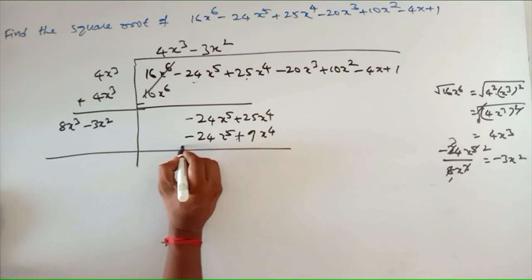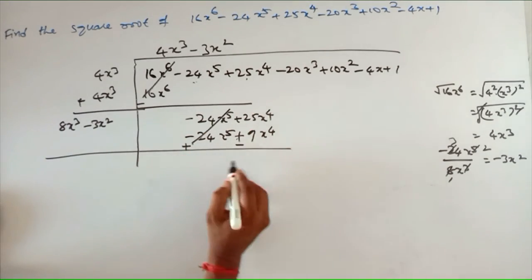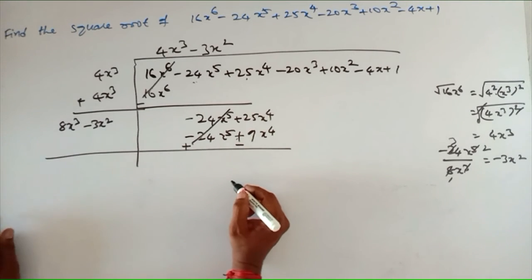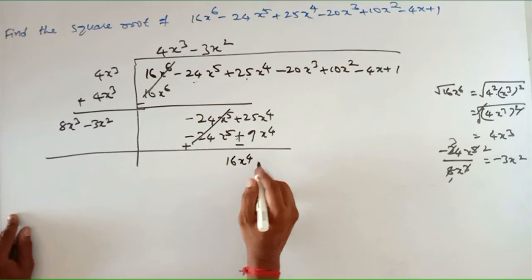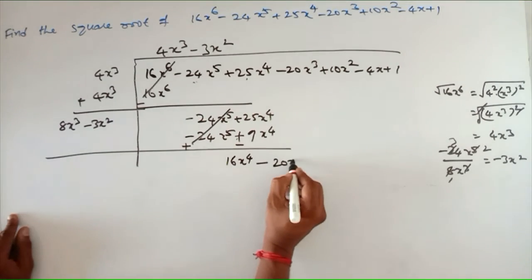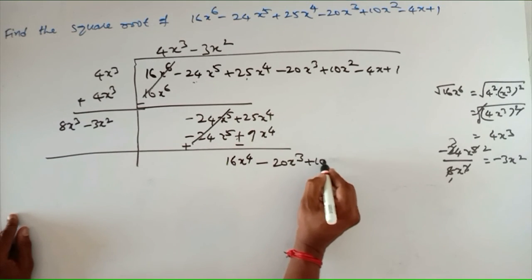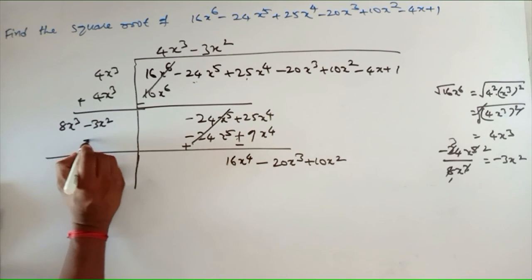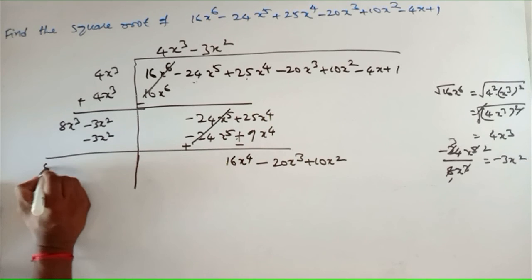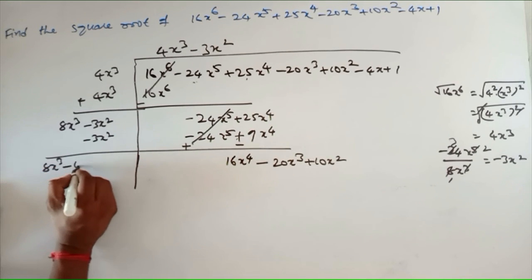Now do the subtraction, plus minus. So this will be cancelled. 25 minus 9 is 16 x to the power of 4. Then drop the remaining two terms, that is minus 20x cube plus 10x square. Now double this minus 3x square. That is 8x cube minus 6x square.